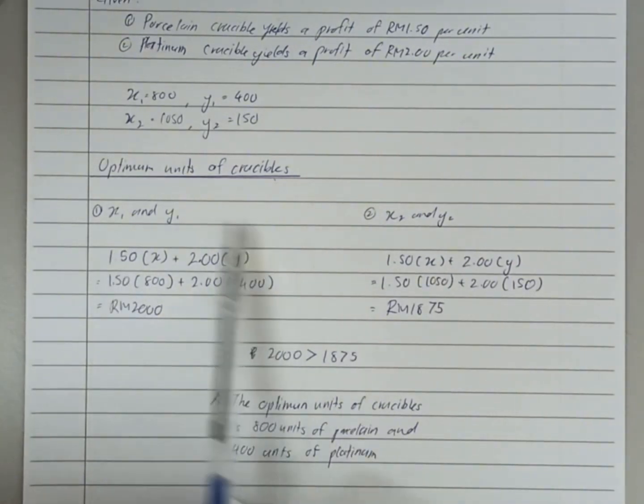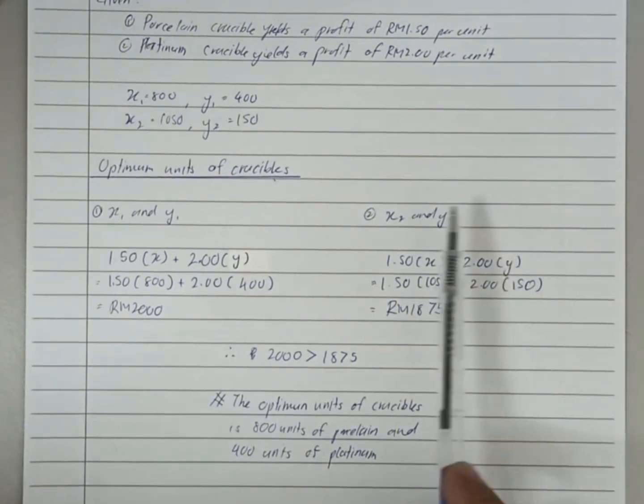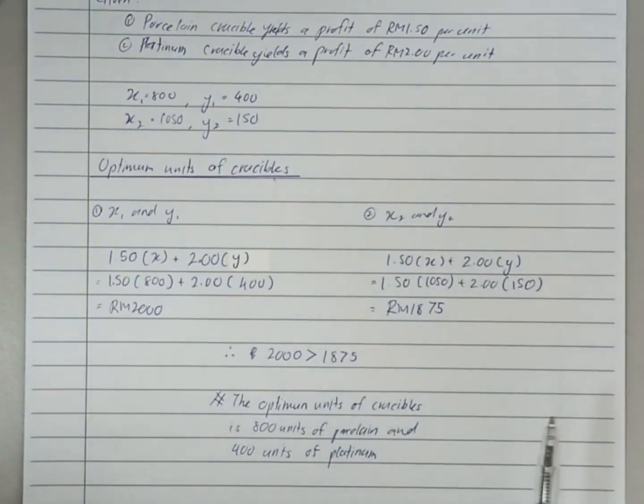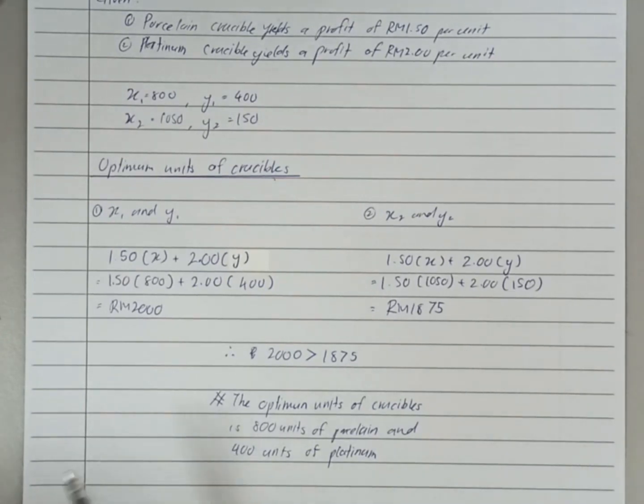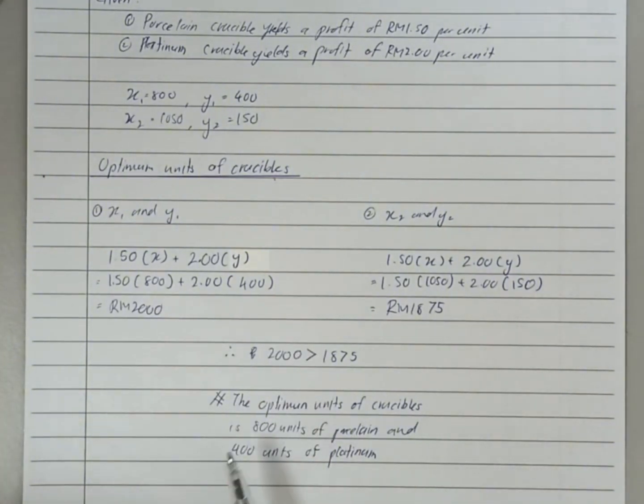Based on the first one, we got the maximum profit of 2,000 ringgit. The second one, we have the maximum profit of 1,875 ringgit. So, from this, we compare the maximum profits. From here, you can see 2,000 is much bigger than 1,875. So, to answer question C, the optimum units for crucibles is 800 units of porcelain and 400 units of platinum.